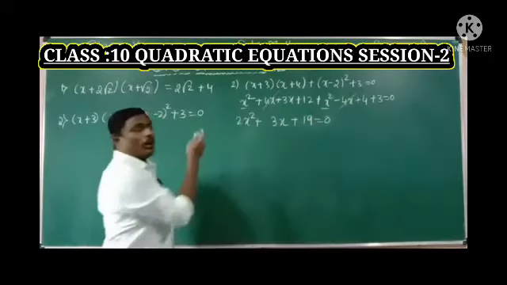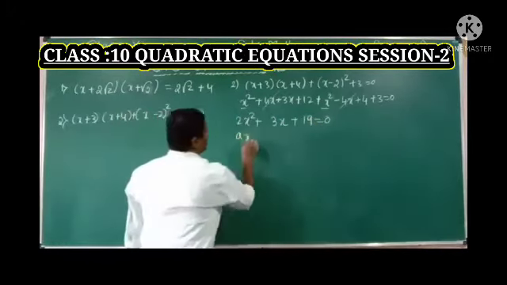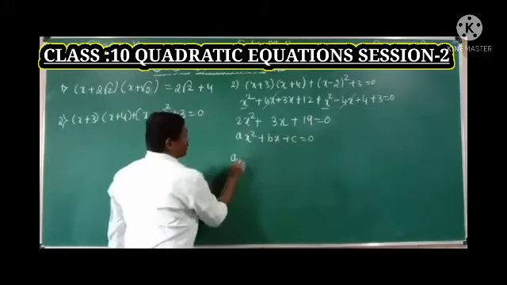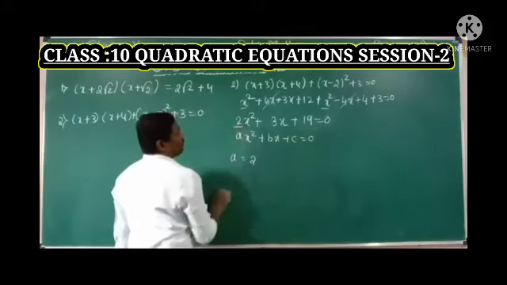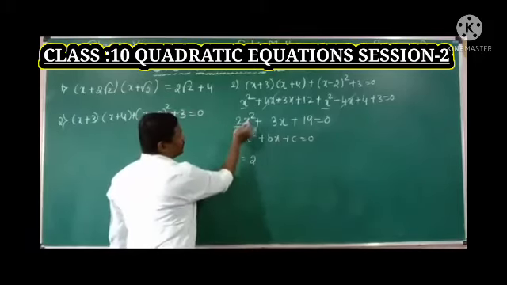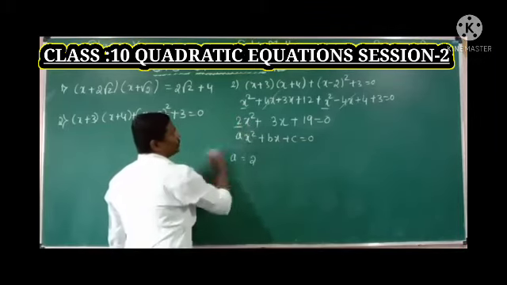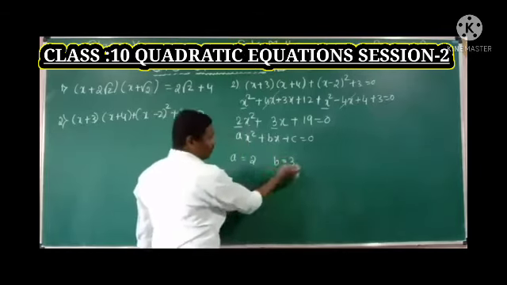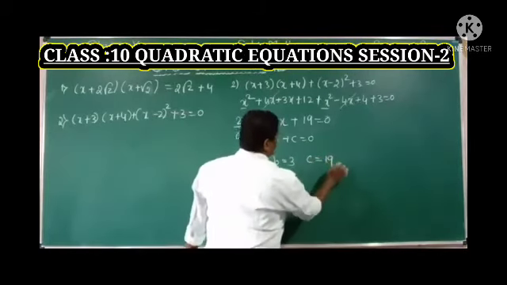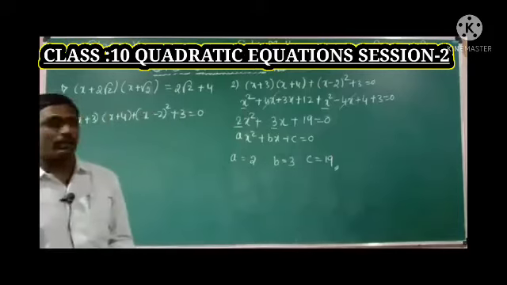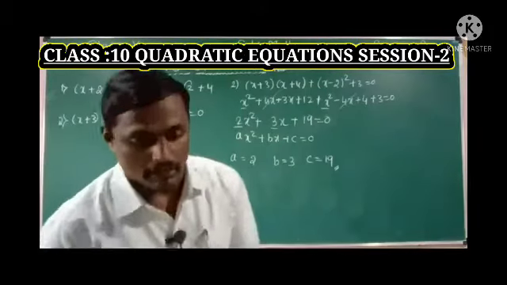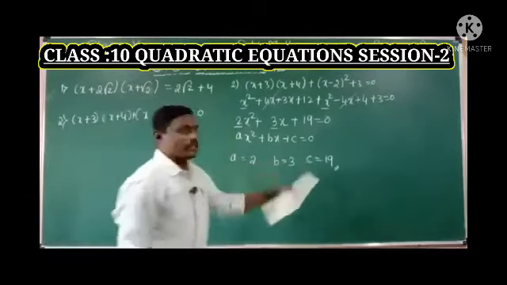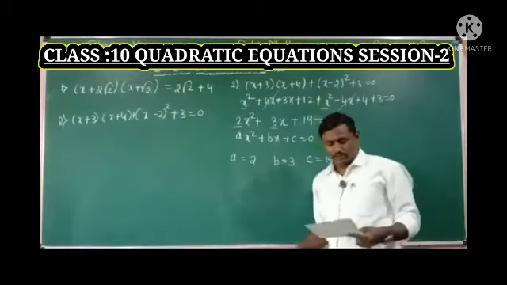So it is in the form of the quadratic equation ax square plus bx plus c is equal to 0, in which a is equal to 2 because a is the coefficient of x square. Here the coefficient of x square is 2, the coefficient of x is 3, it means b value is 3, and c is equal to 19. This is the constant term 19. Okay, so these are the three required a, b, c values.